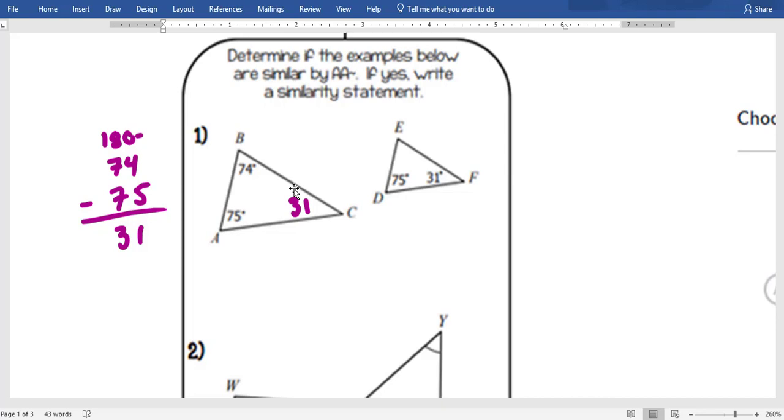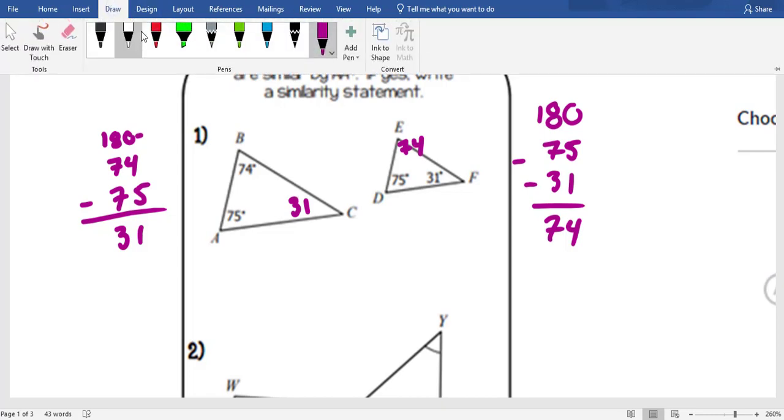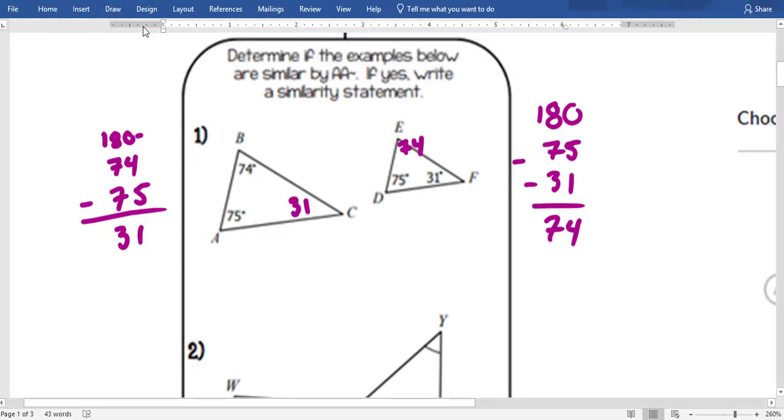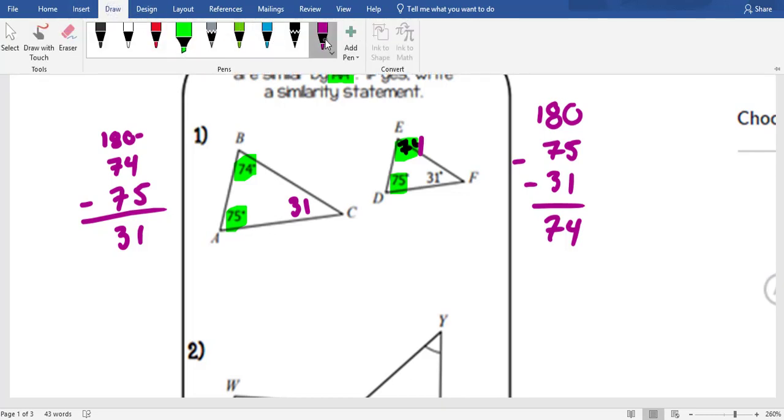And over here on triangle DEF, I'm going to do the same thing. I'm going to do 180 minus 75 minus 31, and I type it into my calculator, and I get 74. And now notice, there are two angles, angle, angle, 1 and 2. I'll highlight them in green. There's one angle and two angles that are the same in both triangles. Now, technically, like I said, all three of them are the same, but we really only need to know two of them.